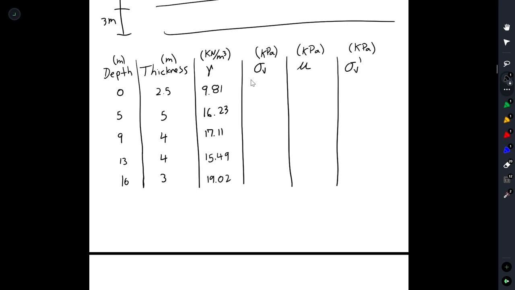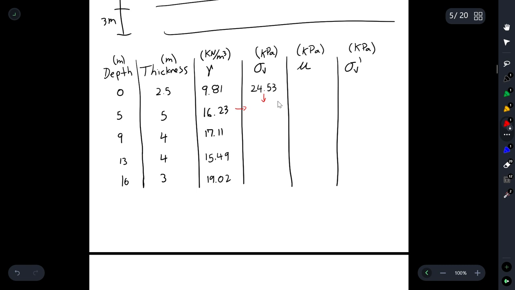I recommend that you all do them by hand in the process. So we can say that at the surface, we're going to have a total stress of 2.5 times 9.81, which means we have 24.53 total stress. Then remember that we take this one and the multiplication of these two to get the next value, and we keep going in the same way. So 24.53 plus 5 times 16.23, that's a total stress of 105.68.